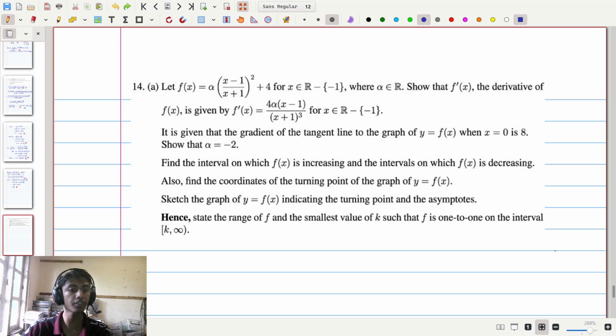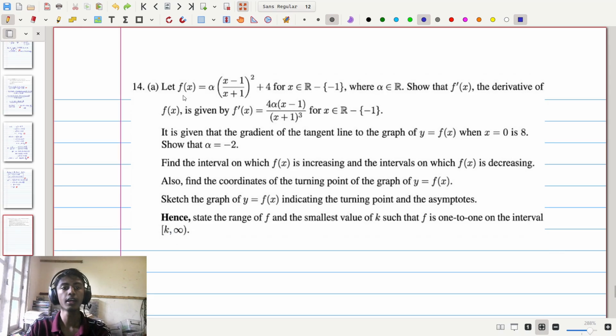Then the question says, sketch the graph of y equals f(x) indicating the turning point and the asymptotes, and finally it says, hence state the range of f and also the smallest value of k such that the function f is 1 to 1 on the interval from k inclusive up to infinity exclusive.